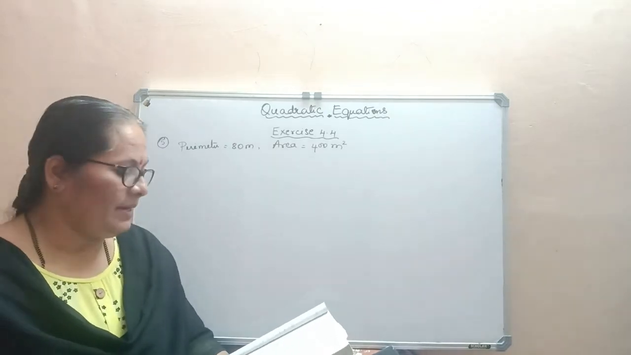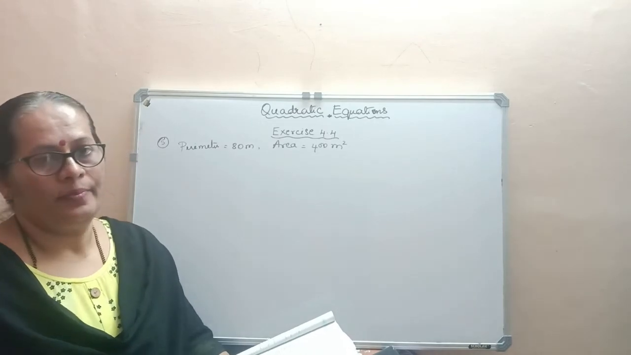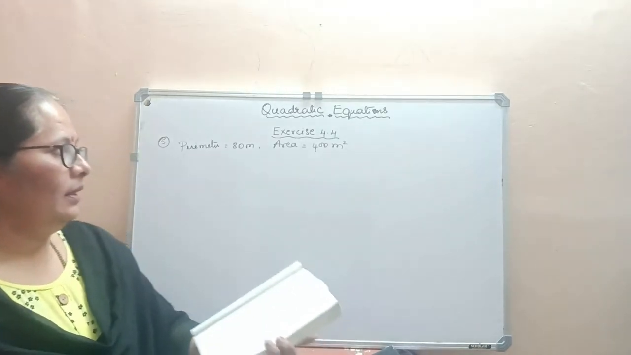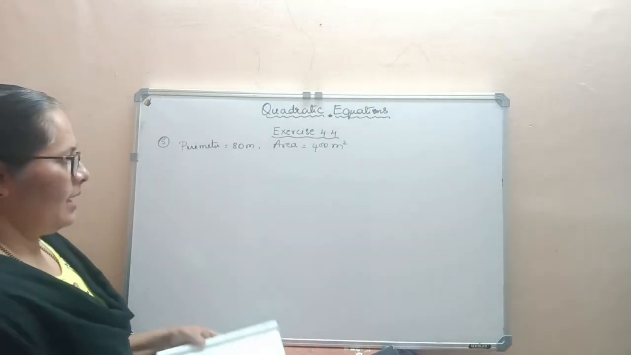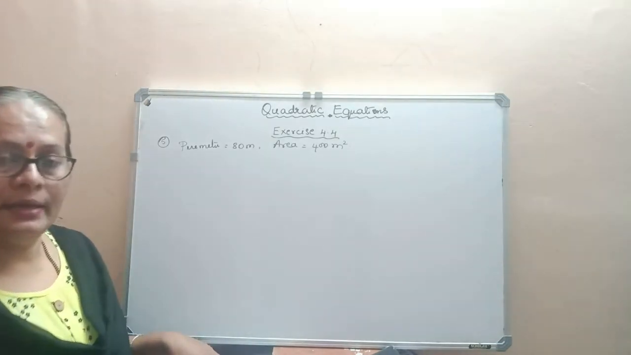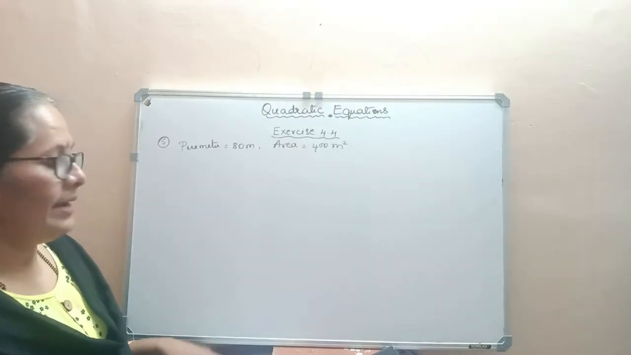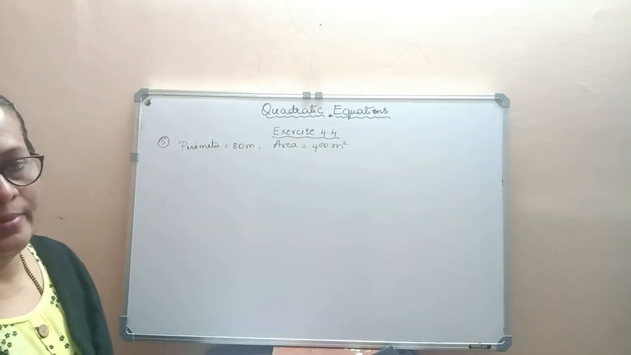The last sum: is it possible to design a rectangular park of perimeter 80 meters and area 400 meter square? If so, find its length and breadth. Okay. Now, perimeter and area are given. Is it possible to design a rectangular park? If it is possible, find its dimensions, length and breadth.